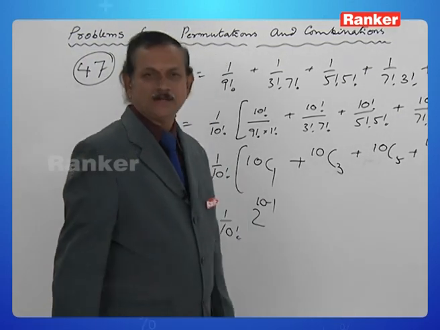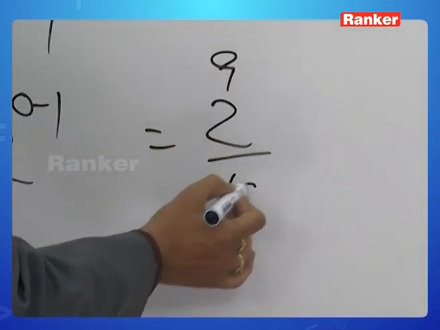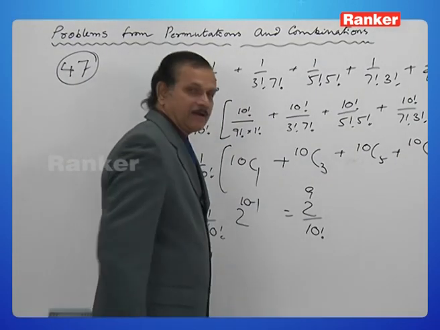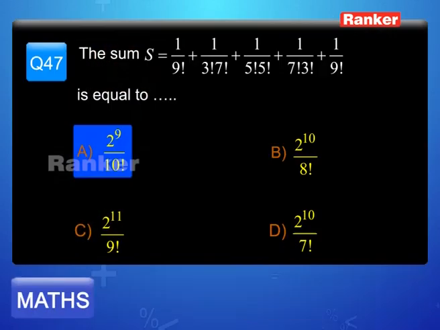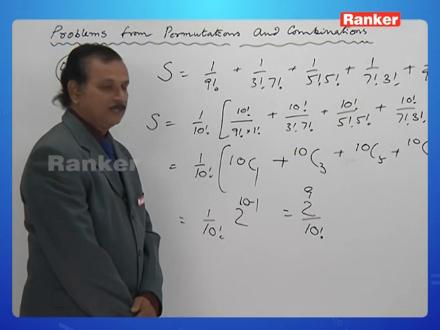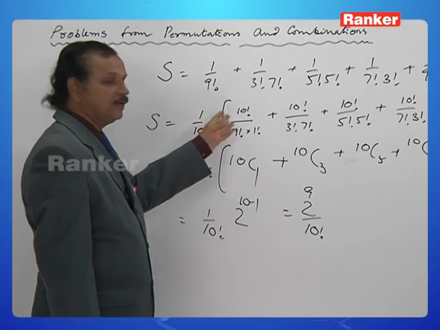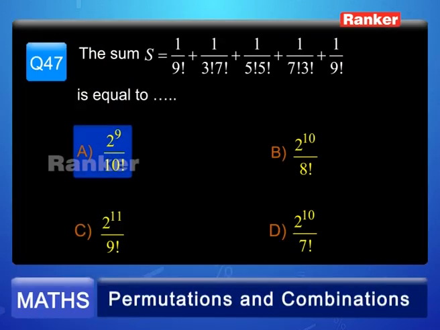2 power 9. Hence, 2 power 9 by 10 factorial is the correct answer. And the correct option is option A, and the correct answer is 2 power 9 by 10 factorial. Therefore, this idea is an important idea to get the answer. Yes, option A is the correct answer.